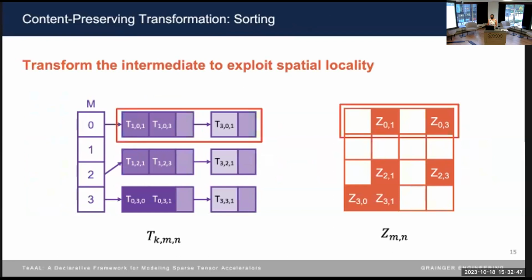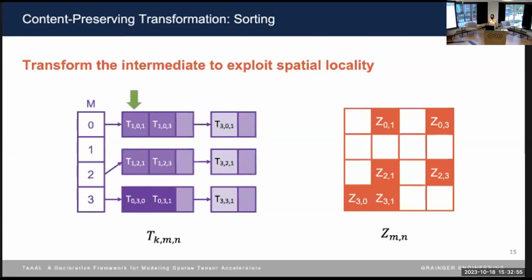Let's take the first set of partial products corresponding to all partial products where the M coordinate is 0, as on the slide. We first read an element of T, which updates Z01, then the second element of T, which updates Z03, and then the third element of T, which updates Z01 again. Unfortunately, if we use a concordant traversal on the partial product, updating the appropriate locations in the output as we encounter them, then we have a very random or discordant access pattern on that output.